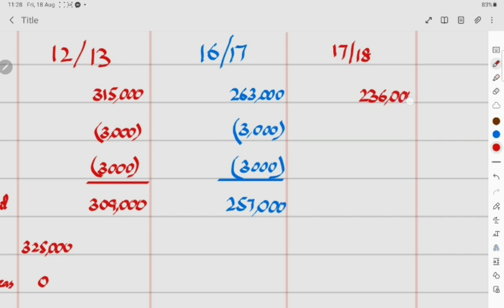2,36,000. Now you have to deduct the current year annual exempt amount, but there is no unused annual exempt amount of the previous year because the previous year's annual exempt amount has been utilized here. So the chargeable amount would be 2,33,000.